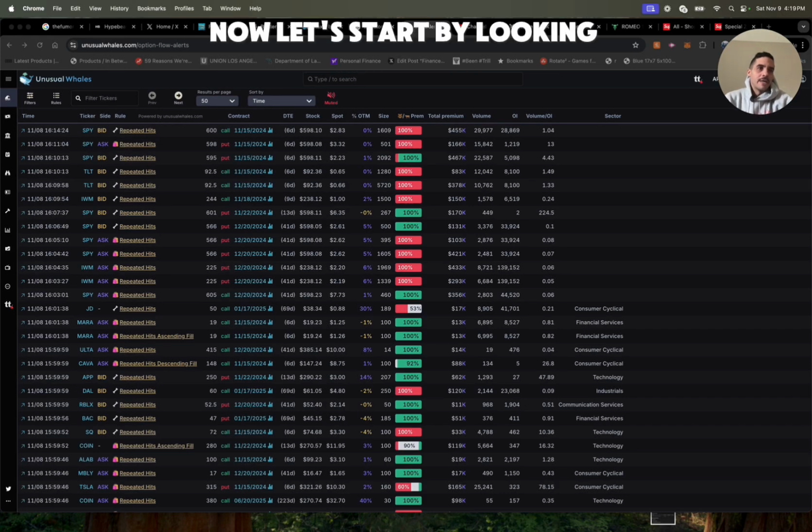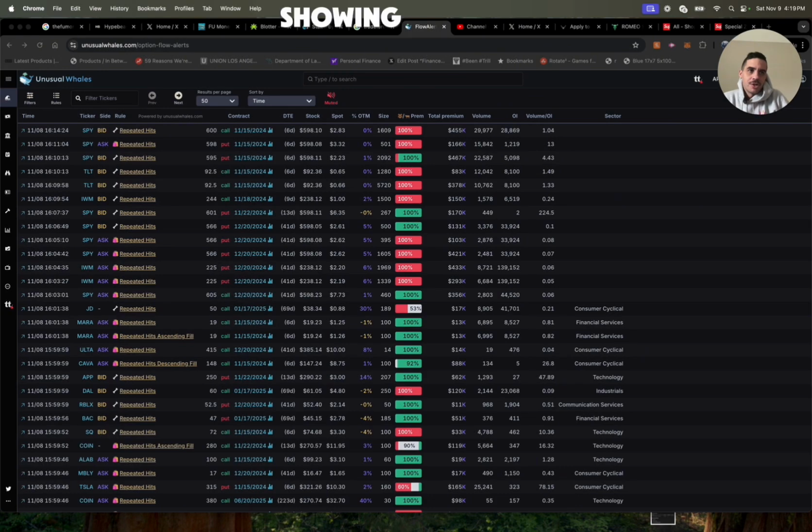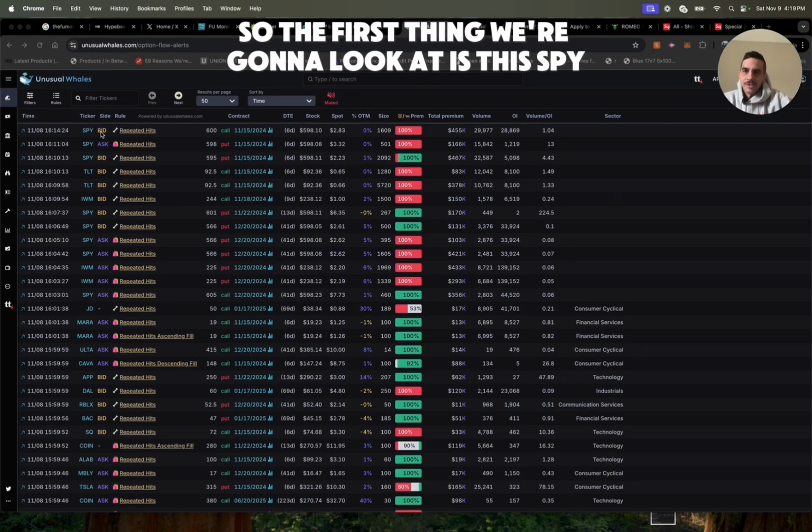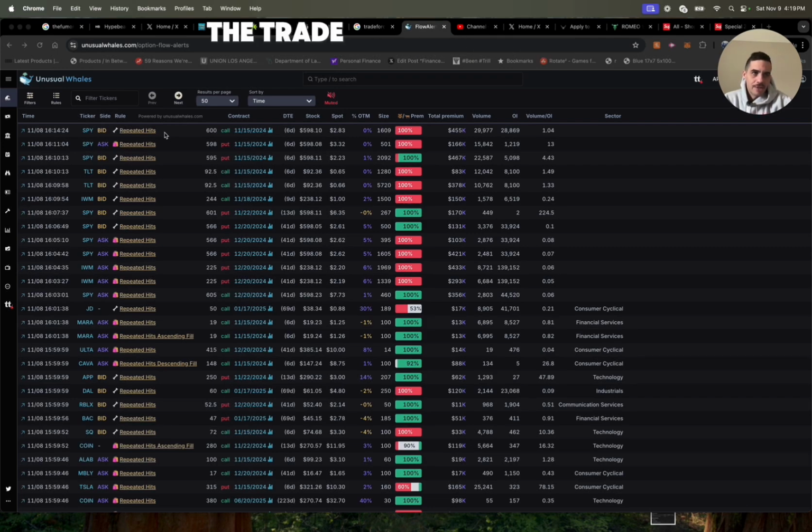Now, let's start by looking at some of the flow data for SPY today. We have several alerts here, both for calls and puts, showing us where significant volume is taking place. The first thing we're going to look at is this SPY $600 call up top. The trade time for this was 4:14. It was on the bid side, and there were 1,609 contracts with 455K in premiums.